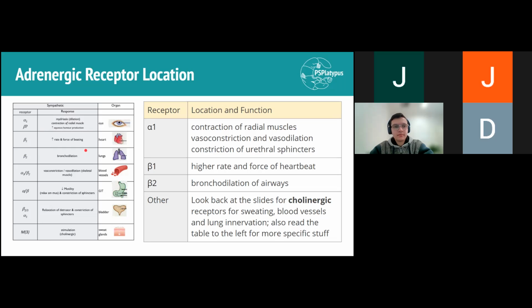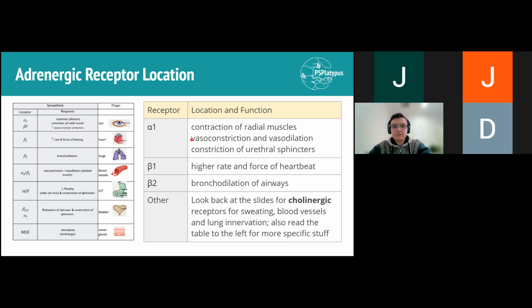And I would recommend just keeping a copy of it as you go through your unit on Pharm. You've got the alpha 1, and I'm only discussing the important ones. You've got the alpha 1, which causes contraction of the radial muscles. This is what I meant with pupil dilation. So it contracts those muscles, causes the radius of the pupil to increase, and you get more light in.